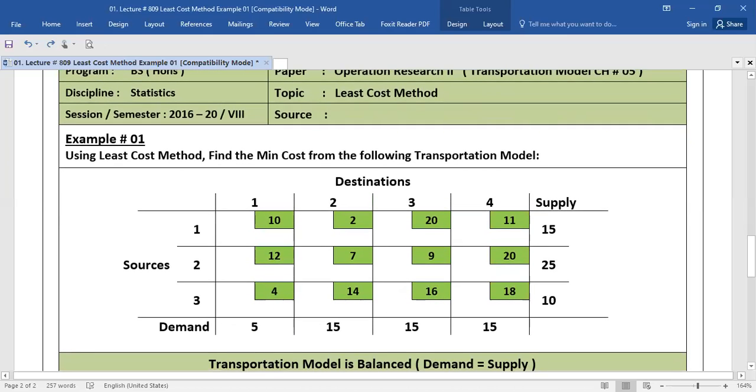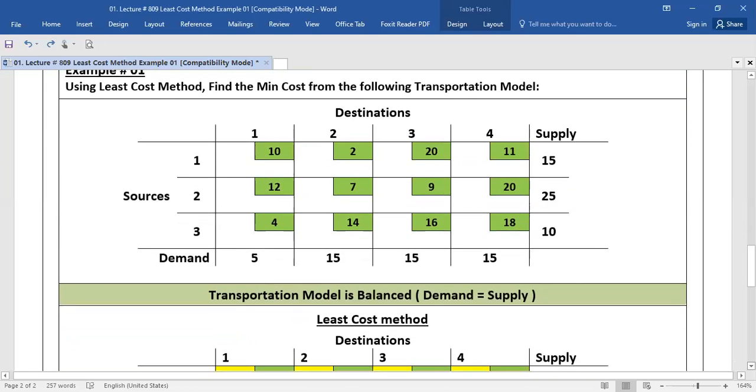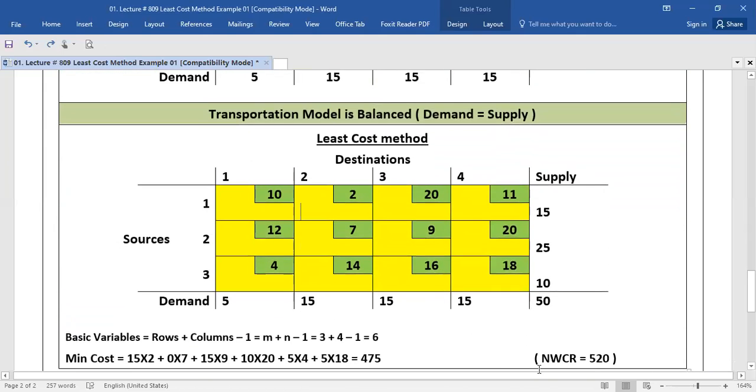Each side we have 50 value, and here we have on each side 50 value. Demand is equal to supply. For this purpose, how do we calculate the least cost method? As the name shows, least cost means in this table we will search where the least cost is. Here 2 is the least cost.